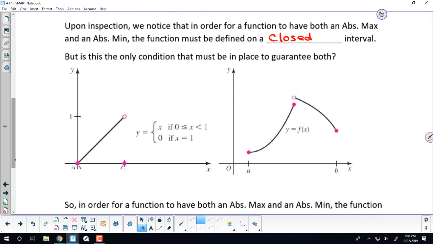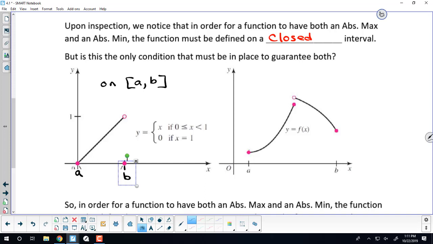So if we look at this function, this didn't come out very well. This is A and this is an x value of B. This function is defined on a closed interval because we're including both of those endpoints. Right, the function's defined at A and it's defined at B. But what do we notice about the function here on the left? Yeah, it's not continuous. It has an absolute minimum here at A and the same value here at B, but it doesn't have an absolute maximum.